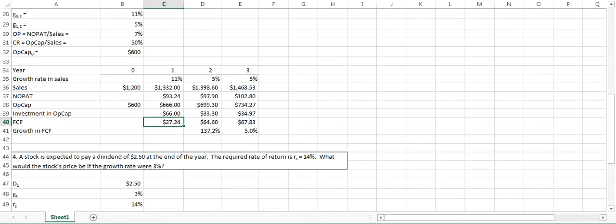And finally, let's calculate our cash flow. Our cash flow is calculated as our NOPAT minus our investment in operating capital for each year. And our growth in free cash flows is our current year cash flow divided by our previous year cash flow minus 1.